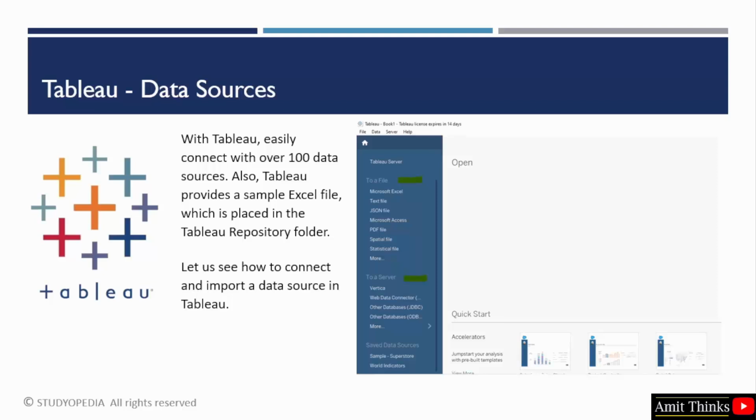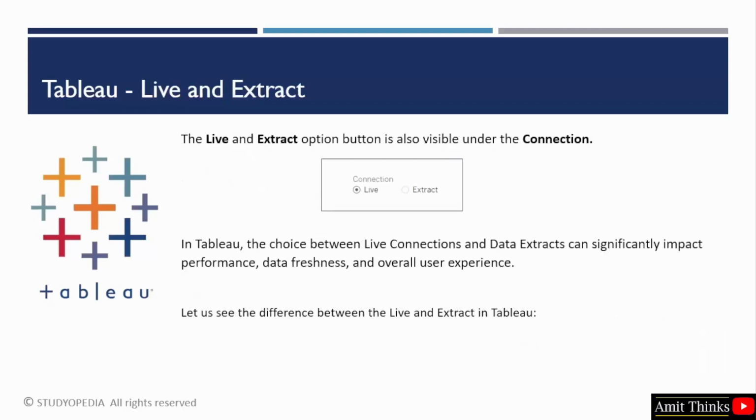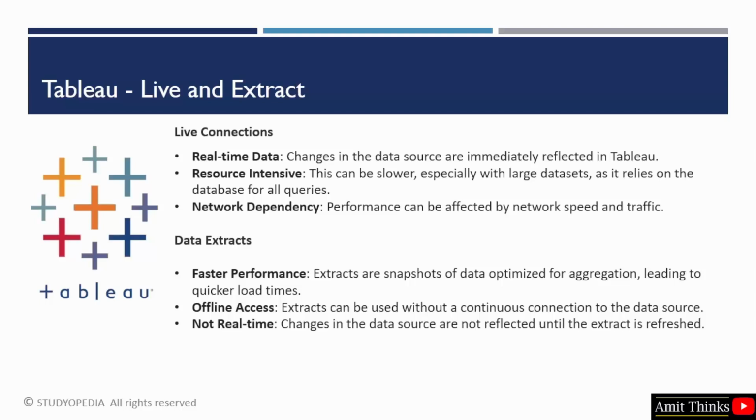When you open Tableau Desktop, on the left you can see some options. These data sources you can easily connect. We will see how we can connect and import a data source in Tableau. But before that, we will also understand this live and extract option. When you open Tableau, you will get this option on the top right. We'll see it later. You will get an option to connect with live connections or data extracts. So let us see the difference between live and extract.